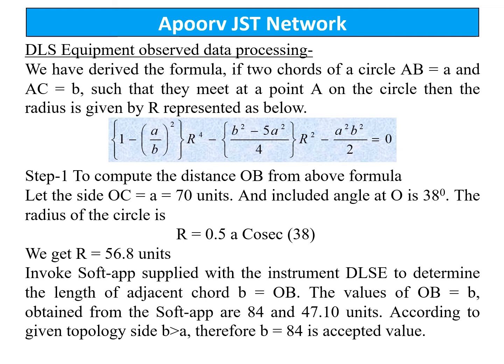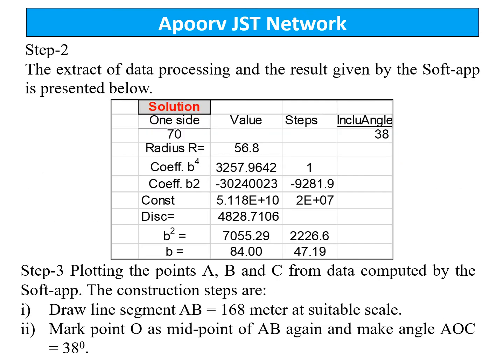Invoke the soft app supplied with the instrument DLSE to determine the length of adjacent chord b equal to OB. The values of OB, equal to b, obtained from the soft app are 84 and 47.10 units. According to the given topology, side b is greater than a. Therefore b equal to 84 is the accepted value. Switch P-2. The extract of data processing and the result given by the soft app is presented below. Switch P-3, plotting the points A, B and C from data computed by the soft app.